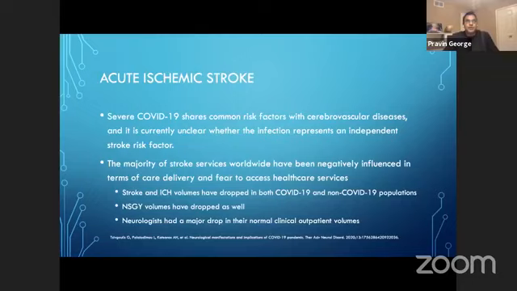Especially, I would say, in April into May, just looking at our numbers in particular, and this was published recently, stroke and ICH volumes have dropped incredibly in both the COVID-19 and non-COVID-19 populations. Neurosurgical volumes have dropped off incredibly, as well as outpatient follow-up with neurologists.